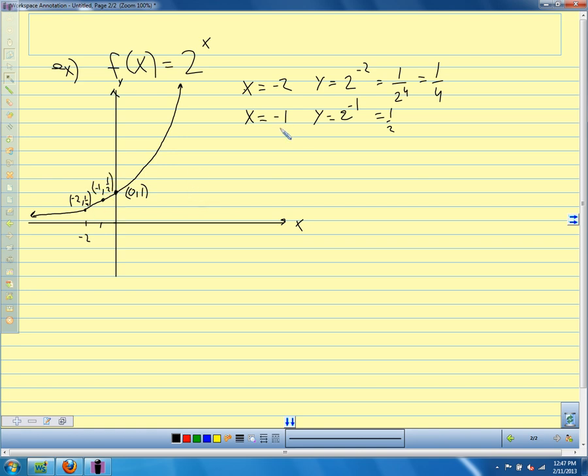And I could keep going and plot additional points. So if x is 1, y would be 2 to the first power, which is 2. So if I go here, x is 1. My point here is (1, 2). And I could plug in x equals 2. I get y equals 2 to the 2, which is 4. So if I'm here, my point would be (2, 4). So those would be some points on my graph. So any exponential function is going to look more or less like this.